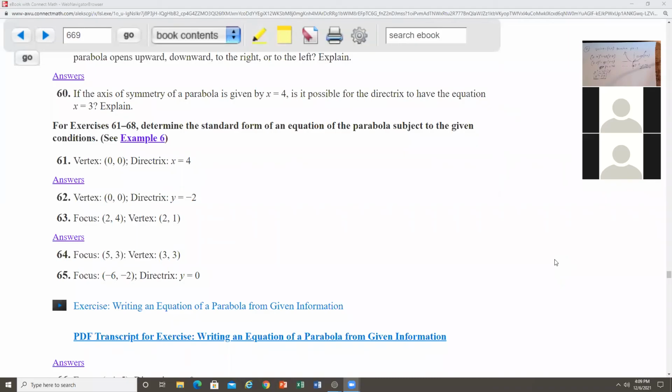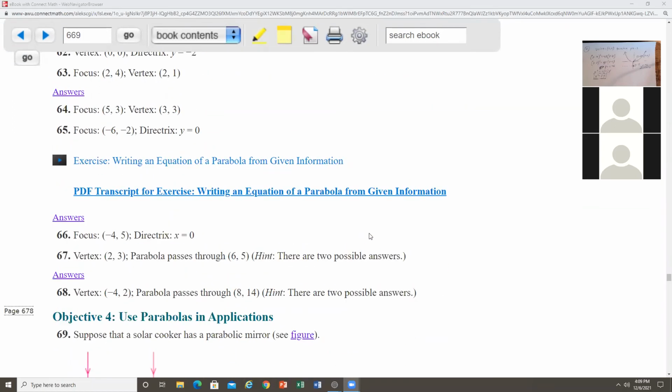So classwork number 2, ladies and gentlemen. I want you to do problem number 64. They give you the focus is (5, 3) and the vertex is (3, 3). Write the equation of that parabola in standard form. Number 64, classwork number 2. Go ahead and do that problem. They give you the focus, they give you the vertex. That should be enough to write the standard form equation for that parabola. Hint, how do we get started? How about plot the points and get a visual on what's going on? There you go.